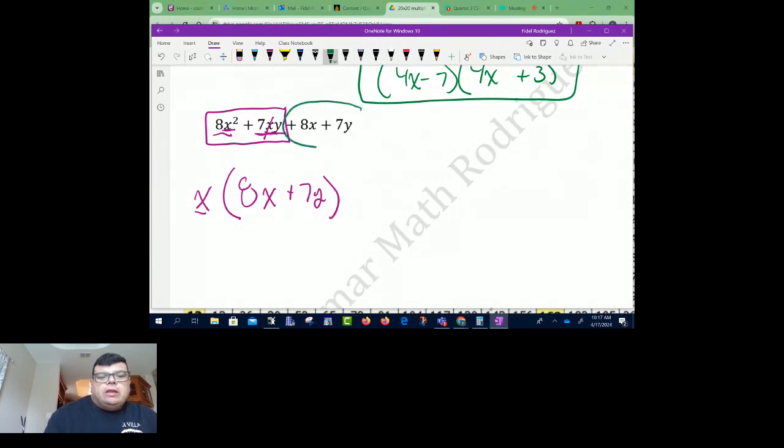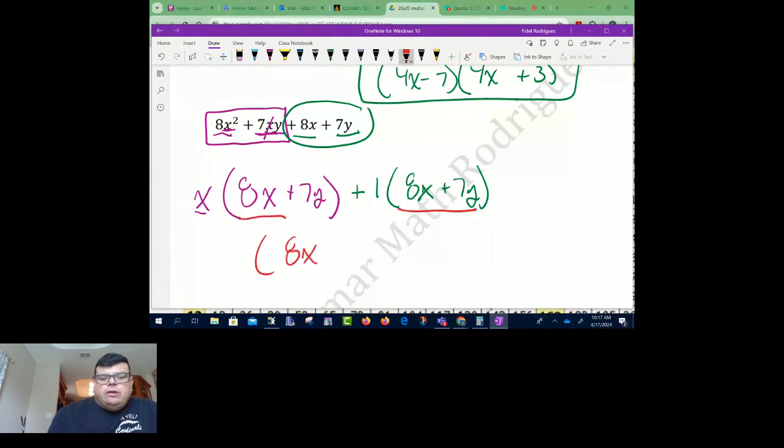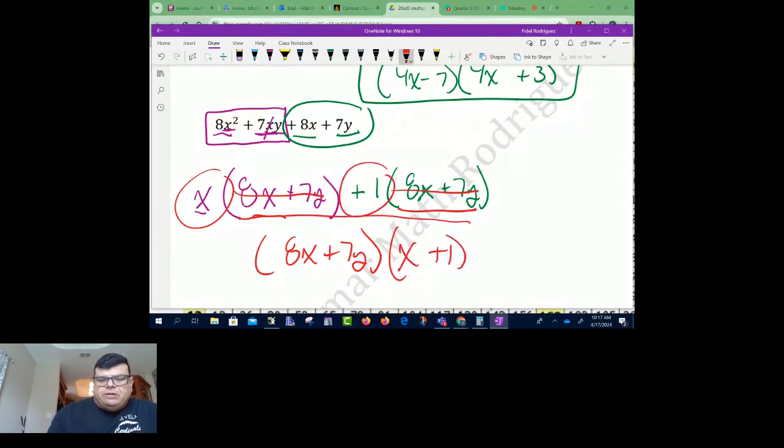Okay. Now, over here, y'all, if I look at these two things, I don't see anything in common to both, right? But we can always factor out the number 1. And when we factor out the number 1, y'all, nothing changes, okay? So this gives me an 8x plus 7y because that's what's common to both. And then I'm still left with this x, and I'm still left with this plus 1, okay?